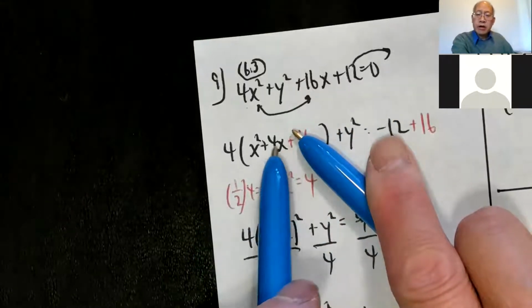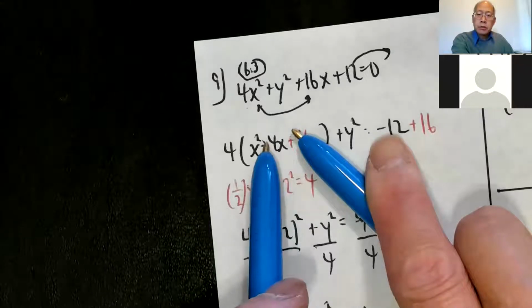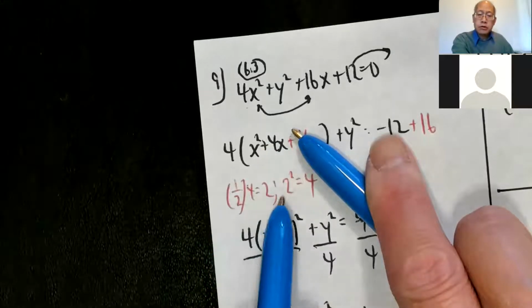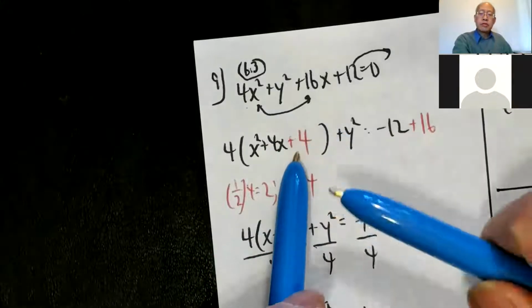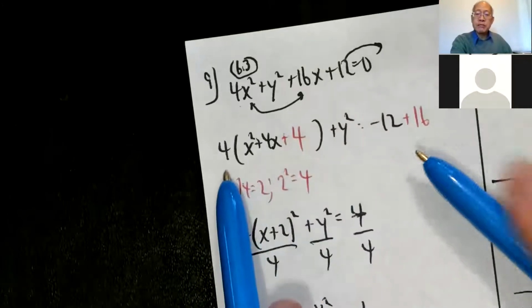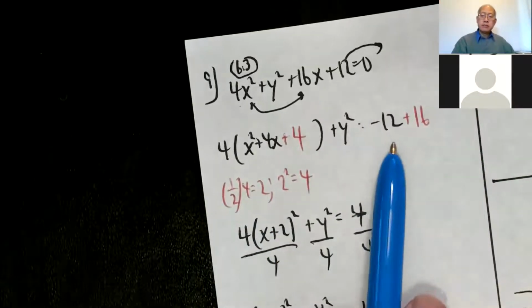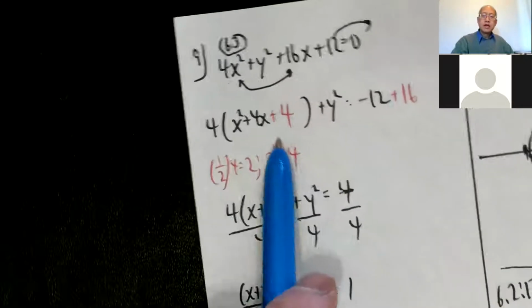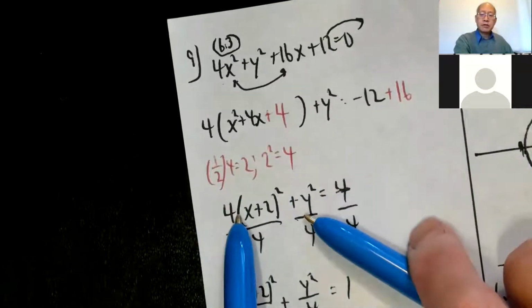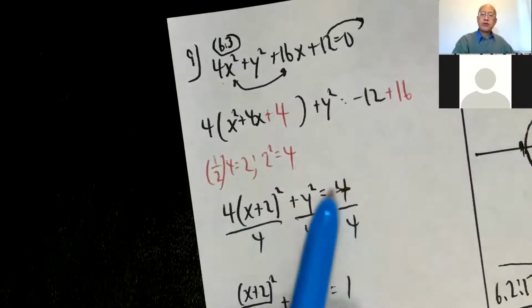And then complete the square. Half of 4, 2. 2 squared, 4. So in red, plus 4. But that plus 4 again is really plus 16. 4 times 4 is 16. This factors into 4 times x plus 2 squared plus y squared equals 4.